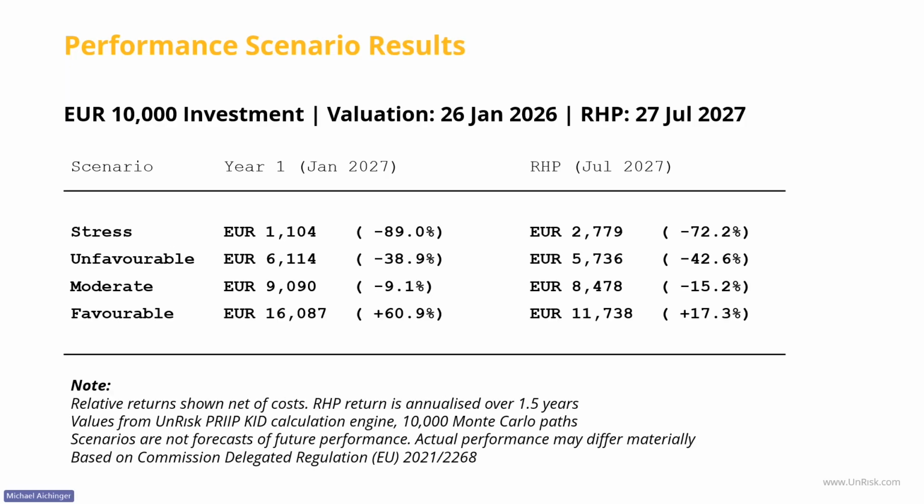What are the results? We get stress, we get unfavorable, we get moderate, and we get favorable scenarios. You see here that the intermediate holding period, the year 1 scenario, has quite a large dispersion. This is due to the structure of such a barrier reverse convertible instrument.